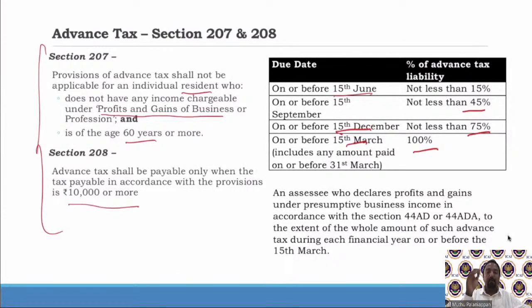So this is the limit: 15, 45, 75, 100. The 15th of each quarter: June, September, December, and March. So that is what we need to pay.